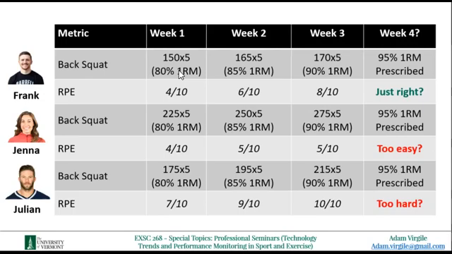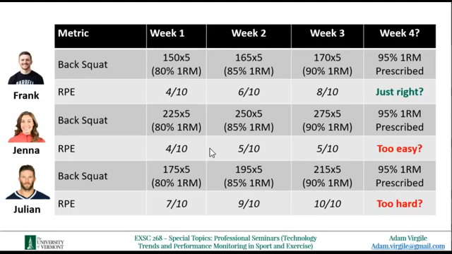We progress him to 165 pounds for 5 reps, which is 85% of his 1 rep max for week 2. And for week 3, he bumps up to 90% of his 1 rep max, which is 170 pounds for 5 reps. Week 4, he's doing 95% of his 1 rep max. That's what's being prescribed. And we're trying to understand, is that the right prescription for these people based on what they had done previously and how they responded to that based on their RPEs.